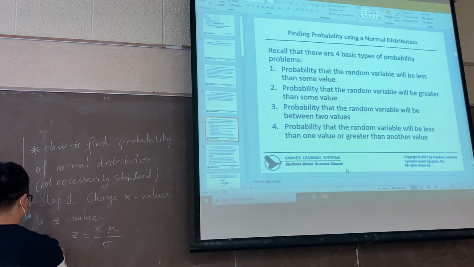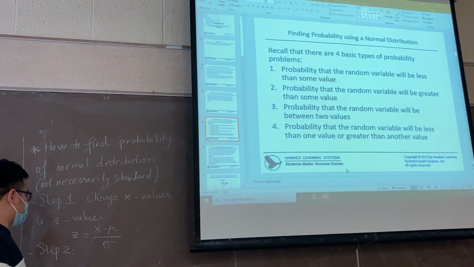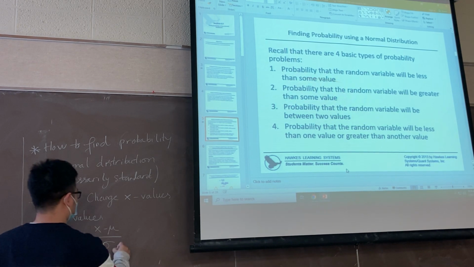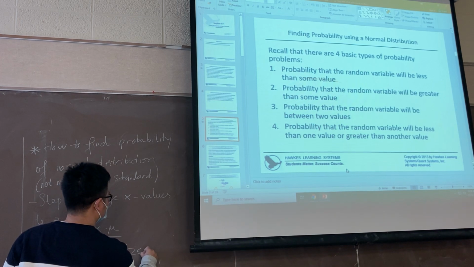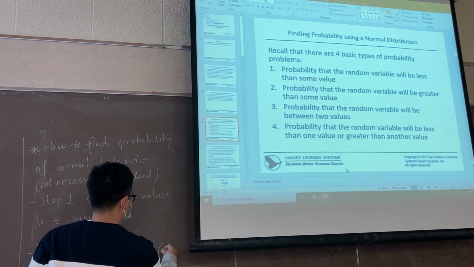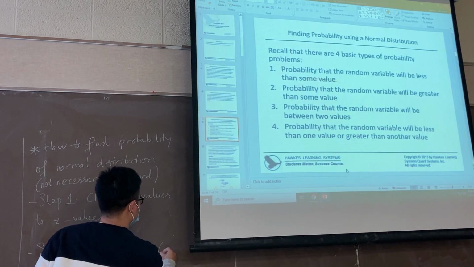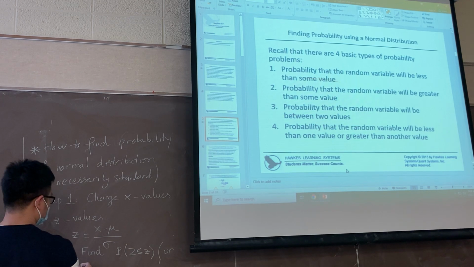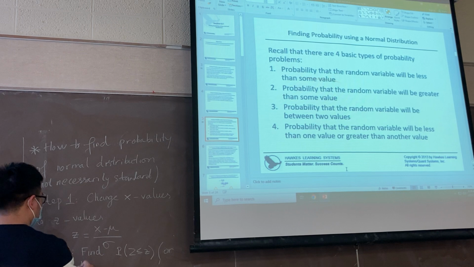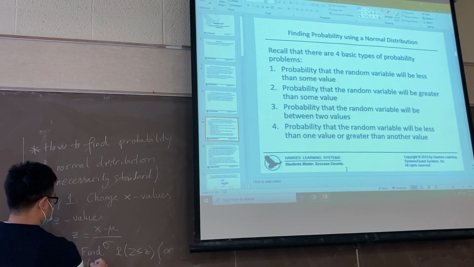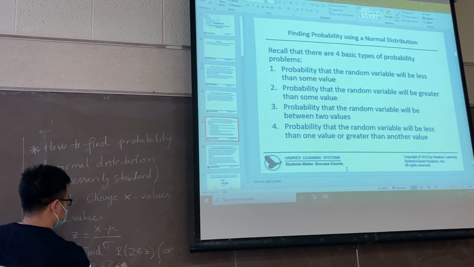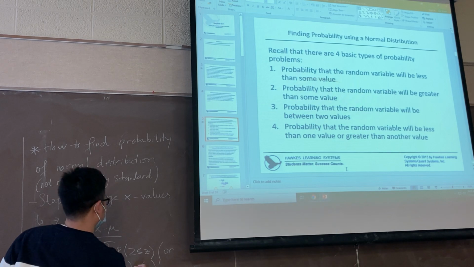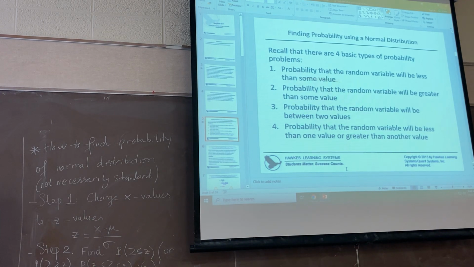Okay. Step 2. Find the probability of z less than z, or another one, maybe the probability of z greater than z. It depends on the question. Okay, that is step 2.